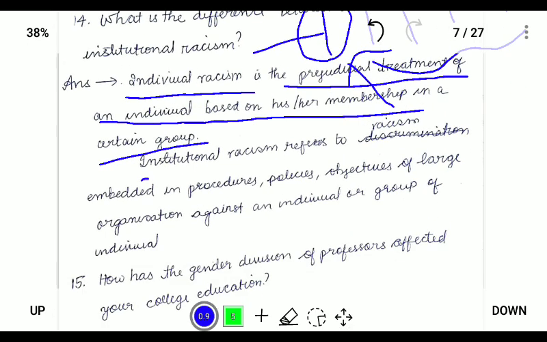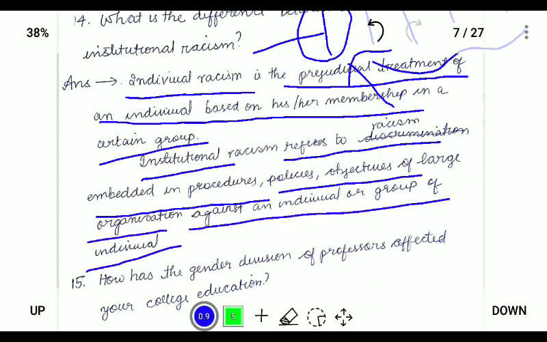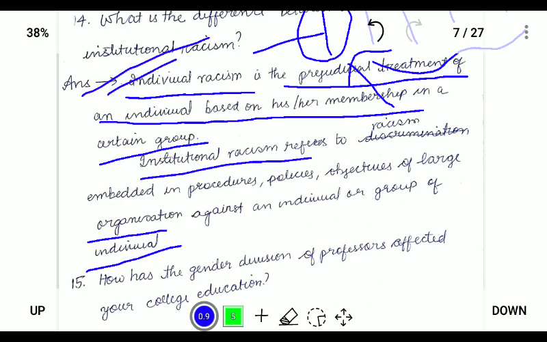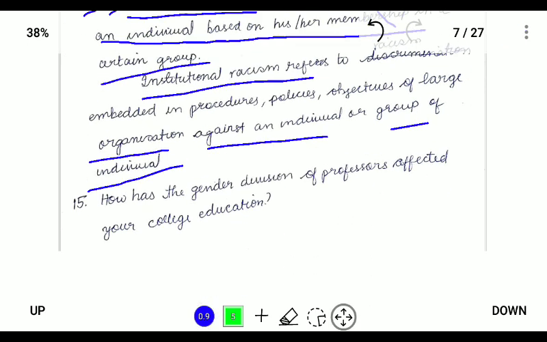However, institutional racism refers to racism embedded in procedural policies, objectives of large organizations against an individual or a group of individuals. So institutional racism means promoting racism on a group of people or a single individual through policies, procedures, objectives of large organizations, etc. So individual racism is at a person level. In this, institutional racism is practiced by institutions against an individual or a group of individuals. That is, various policies of the state which promote racism.